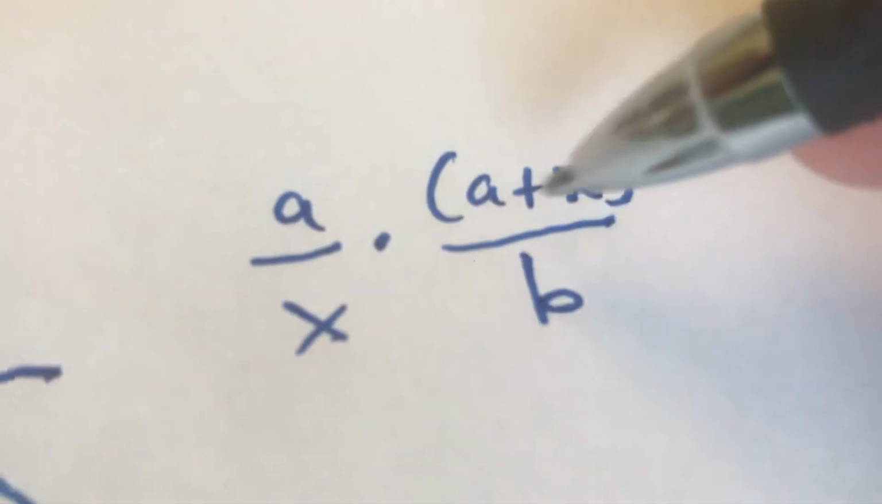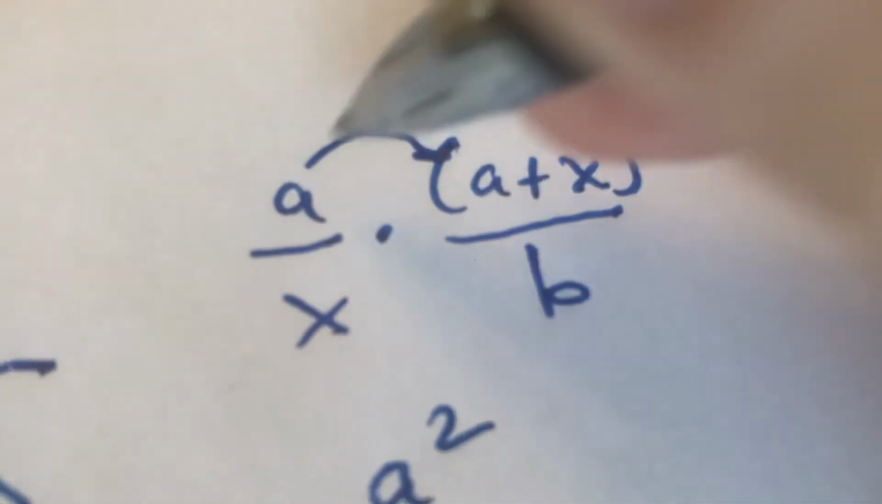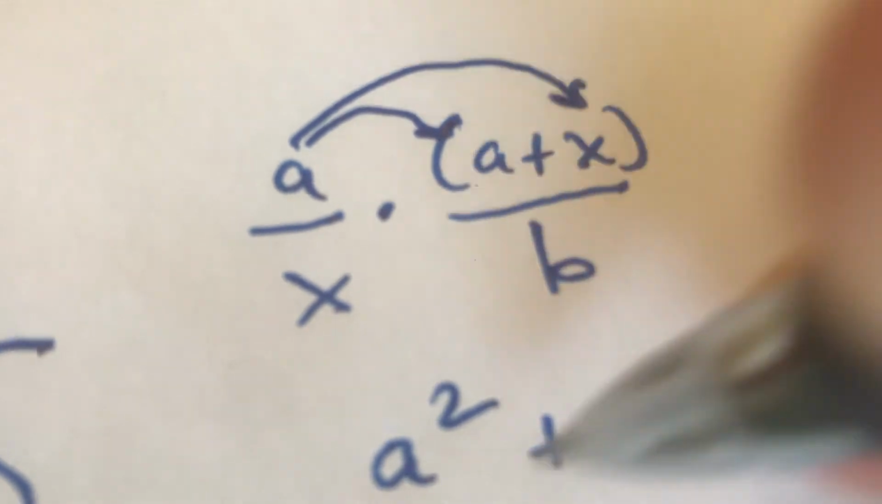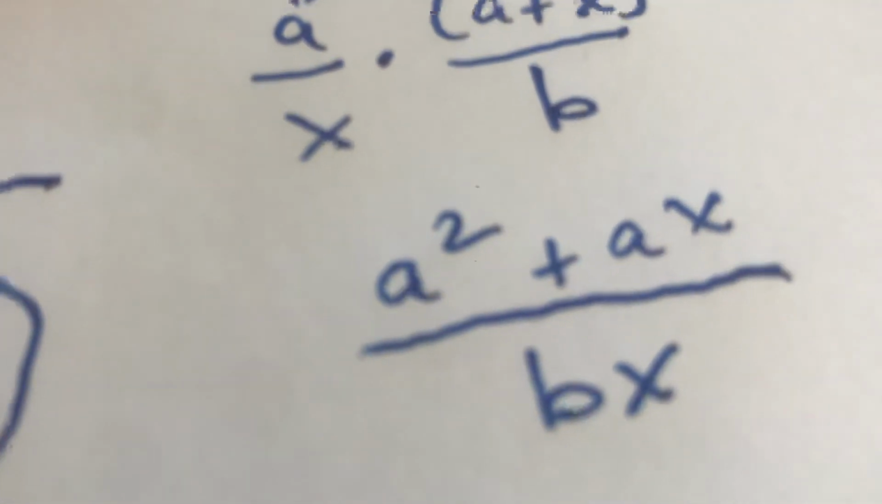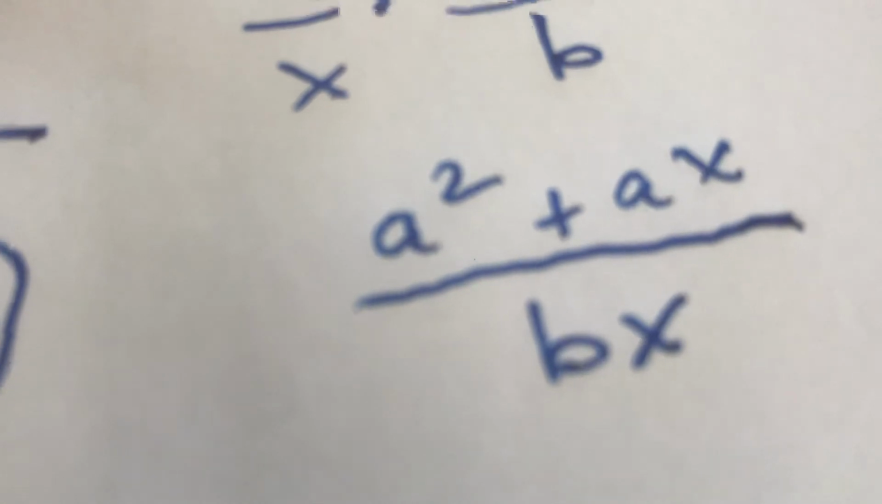So I multiply the top times the top and the bottom times the bottom. So I get a squared, because a times a is a squared. And then a times x is plus ax. And all over the bottom, which is xb. But I like to write them in alphabetical order, bx. Okay, it's just one of my obsessive compulsive disorders.